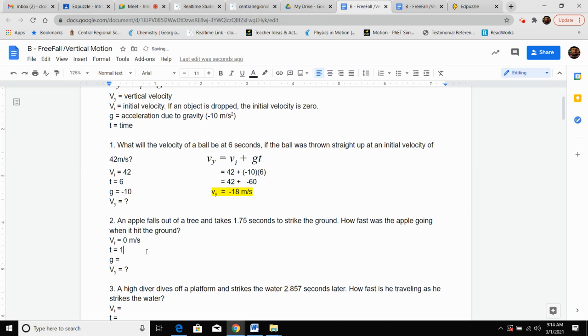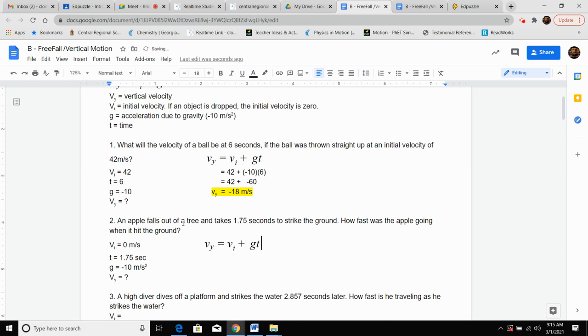Okay, how long was this thing in the air for? It was in the air for 1.75 seconds. And they want me to solve for Vy. Okay, well, what is gravity? -10 meters per second squared. That's always going to be that number for our purposes here. So then I'm just going to type everybody in. So Vi was 0. Great. Plus gravity, which was -10, times this, 1.75.